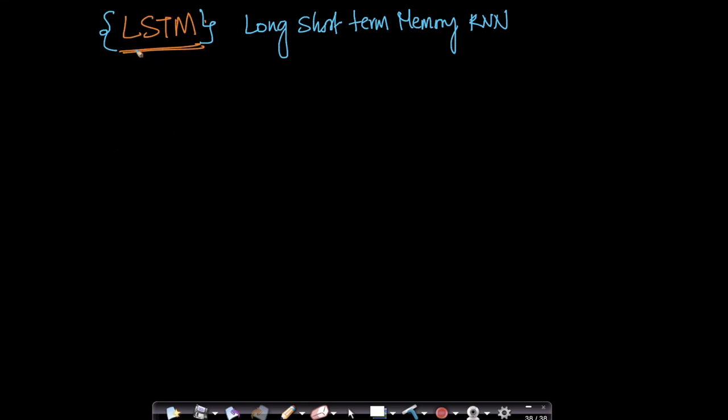So to remedy some of the problems that we've seen in the previous video, we'll introduce a new type of RNN called LSTM, which stands for long short-term memory RNN, because it can take care of long-term dependencies as well as short-term dependencies by using a very interesting idea. So before we go into LSTMs, let me revisit this diagram that we have for a simple RNN.